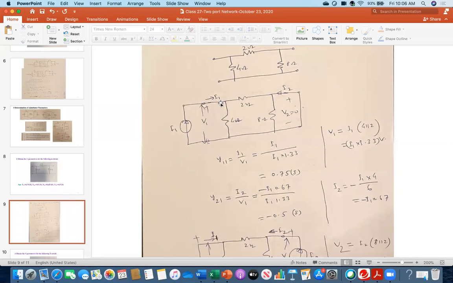Ix is my total current. So Ix multiplied by 4 divided by 4 plus 2, which is 6. So I got minus Ix times 0.67. That thing I am plugging here. And what is my V1? I already calculated V1, this one, 1.33 Ix. So Ix cancelled. I got minus 0.5.